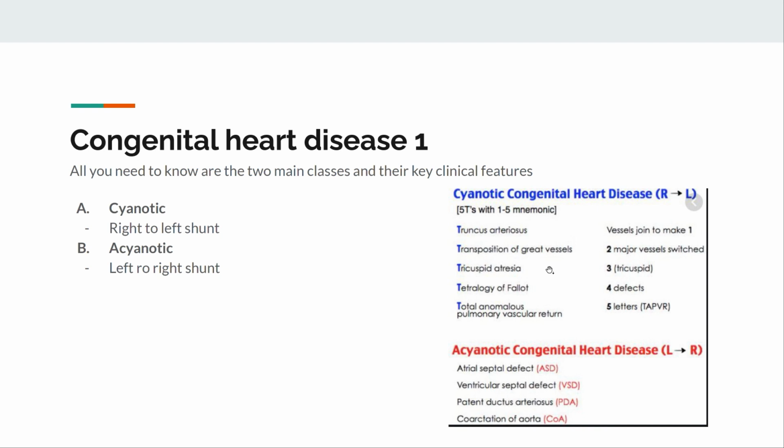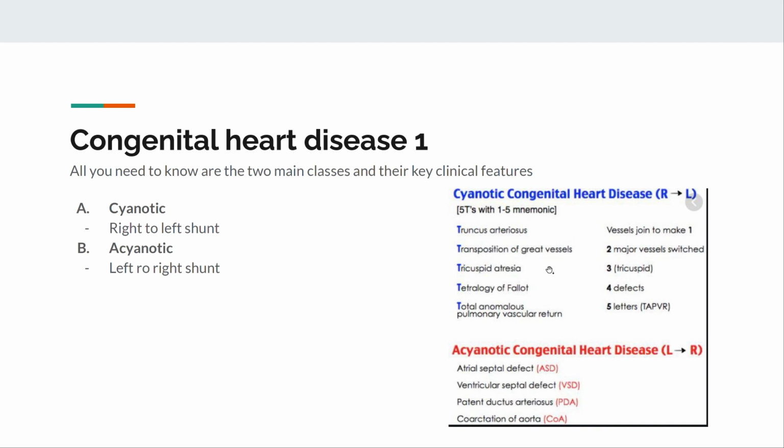Acyanotic is a left to right shunt, meaning that it's going from the left atrium or left ventricle to the right atrium or right ventricle. This indicates that oxygenated blood from the left side of the heart is now entering the right side of the heart. So it's not necessarily going to cause cyanosis. In fact, it probably won't at all. But what it will do is cause a greater strain on the heart and a reduced ability to get enough blood out of the heart.